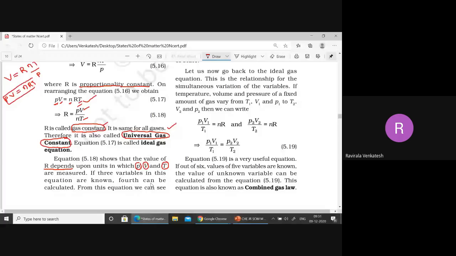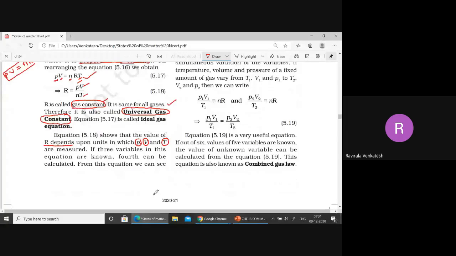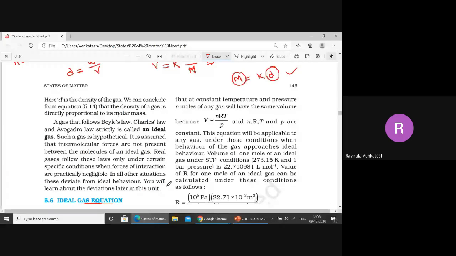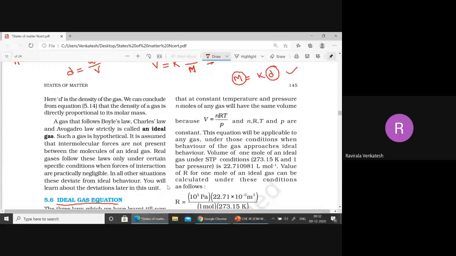Now, what we know based on this is that if three variables in this equation are known, the fourth can be calculated. For example, if you know the pressure, volume, and temperature, then you can calculate the number of moles of the gas. If you know the number of moles, temperature, and volume, you can calculate the pressure. Since we know R, T, n, and P, we can calculate the remaining value.